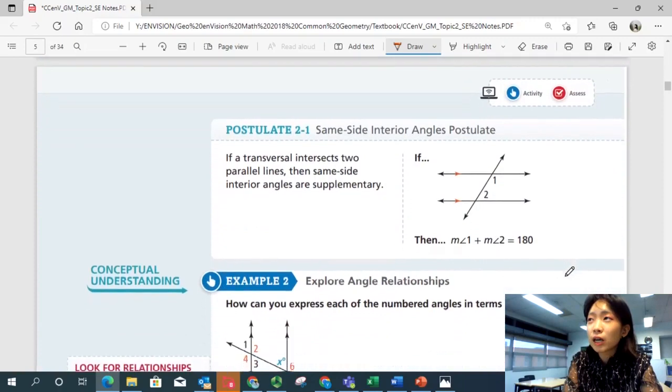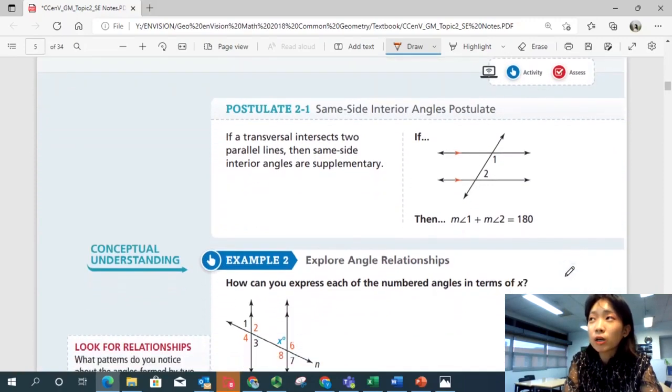Let's look at postulate 2-1. Same side interior angles postulate. So same side interior angles is a thing. There is a postulate about it. What is so special about them? Well, if a transversal intersects two parallel lines, then same side interior angles are supplementary. What does a supplementary angle do? Supplementary angles add up to 180 degrees.